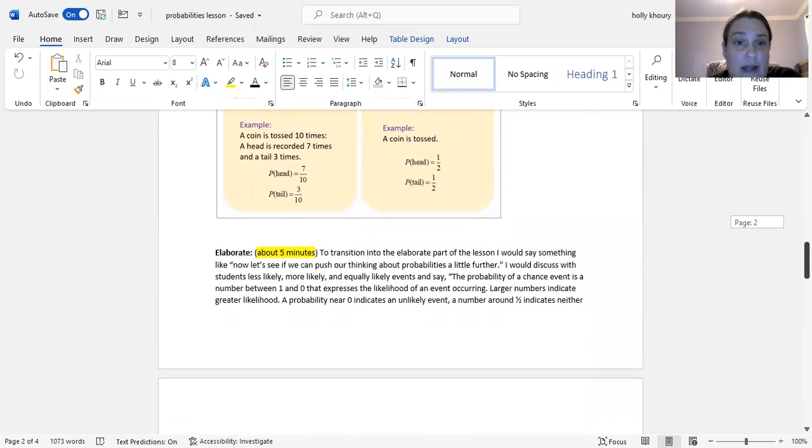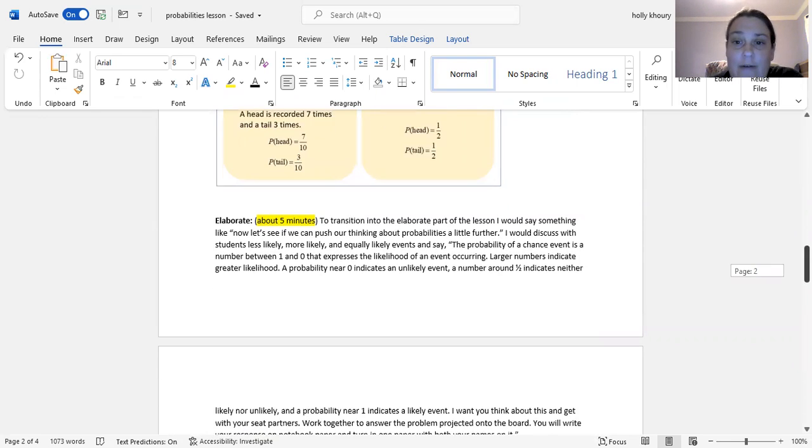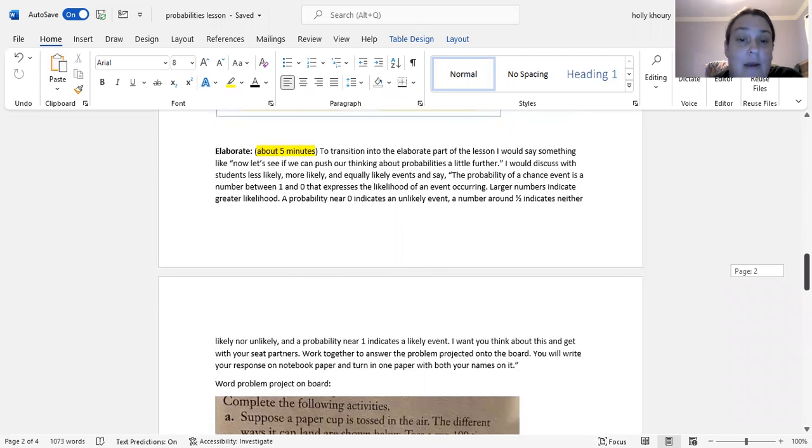So to move into the elaborate portion of the lesson, I would transition by saying something like, now let's see if we can push our thinking about probabilities a little further. I would discuss with students less likely, more likely, and equally likely events and say, the probability of a chance event is a number between 1 and 0 that expresses the likelihood of an event occurring. Larger numbers indicate greater likelihood. A probability near 0 indicates an unlikely event. A number around 1/2 indicates neither likely nor unlikely, and a probability near 1 indicates a likely event.